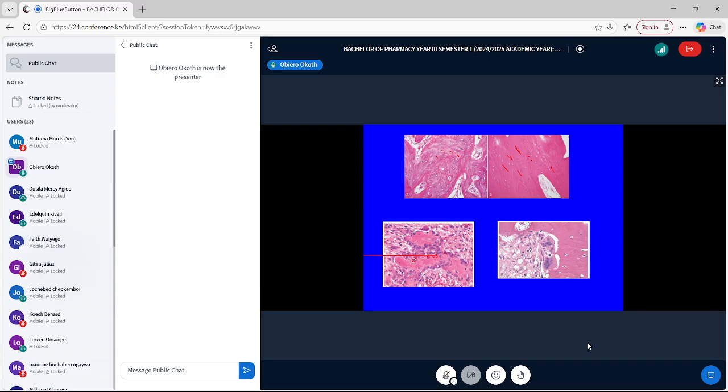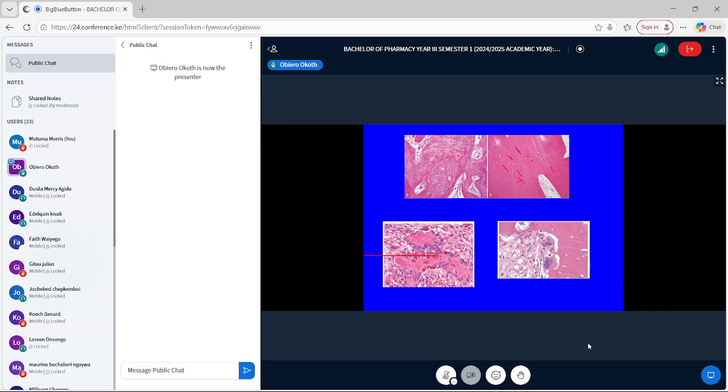The cells you are seeing here, this is what we call... yes, this one's here. They're actually laying down this bone. So they are weaving the bone. So this is normally what you call a woven bone.